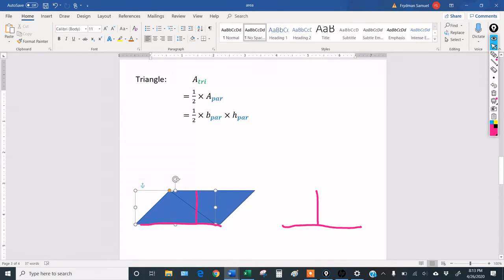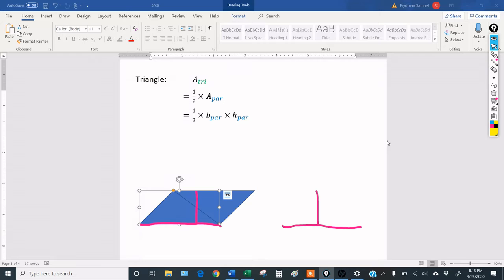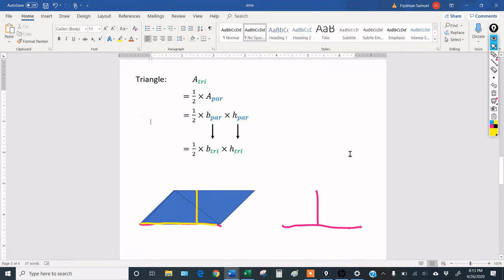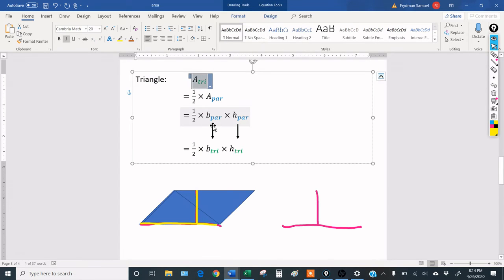By putting the triangle back where it was, we can see that the base of the triangle is equal to the base of the parallelogram, and the height of the triangle is also equal to the height of the parallelogram. Therefore, in our equation, we can simply replace the base of the parallelogram with the base of the triangle, and the height of the parallelogram with the height of the triangle. Because again, both of the bases and the heights are the same. So the area of a triangle is equal to 1/2 times the base times the height.